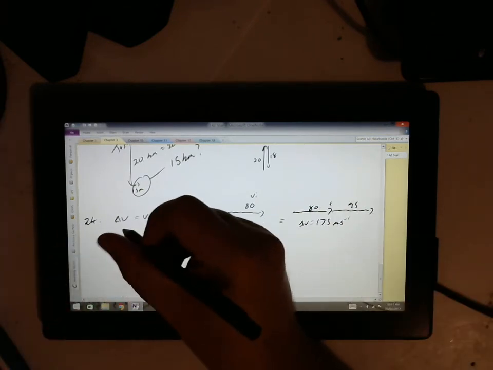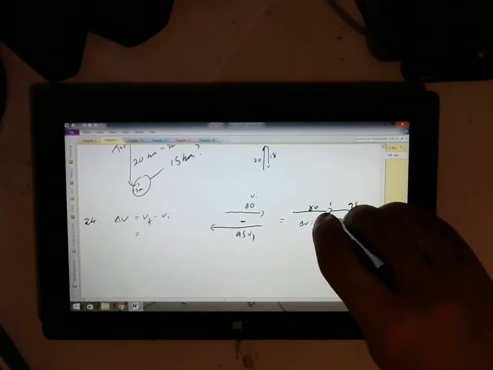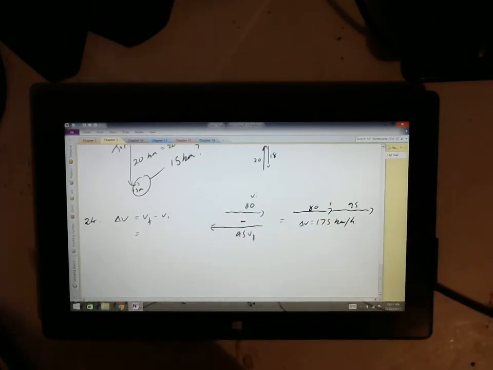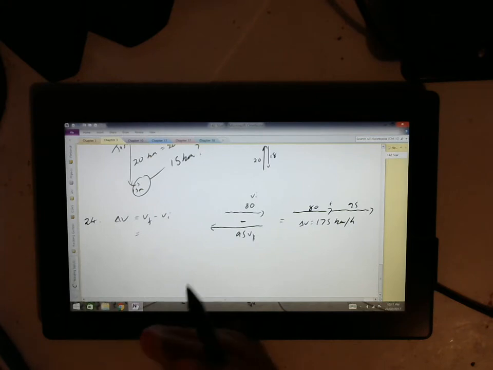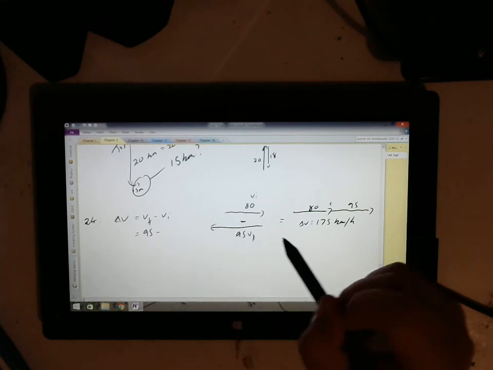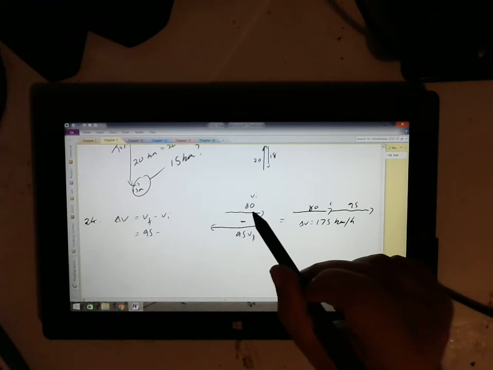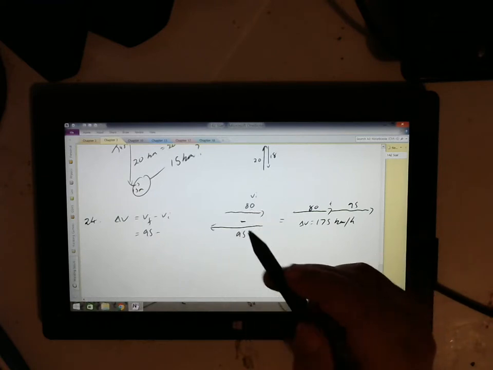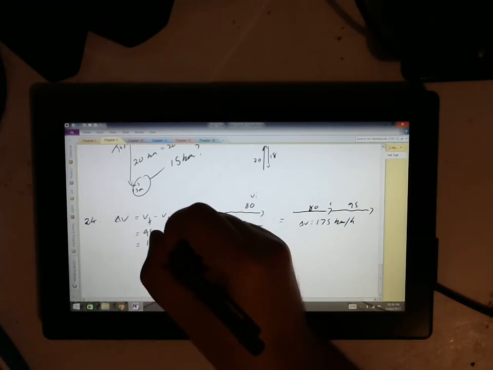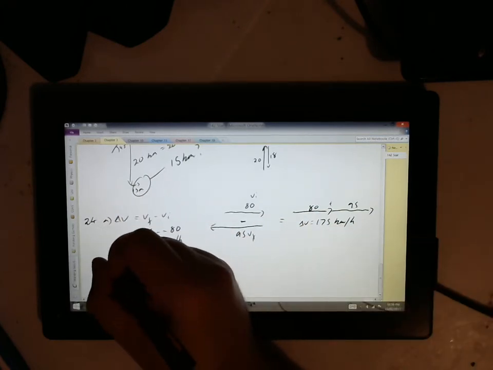Let's see if that works on the math part. So VF is 95 kilometers per hour, but it's going one direction. Do we make it positive? Do we make it negative? Let's make it positive, so 95, take away 80. We'd get 15, and that doesn't match what we've got over here, so one of those two would be wrong. If this is positive to the left, this has to be negative to the right. Take away negative 80. Now we've got 95 plus 80 equals 175 kilometers per hour. Okay. B.